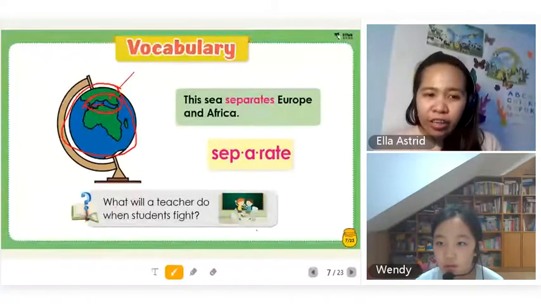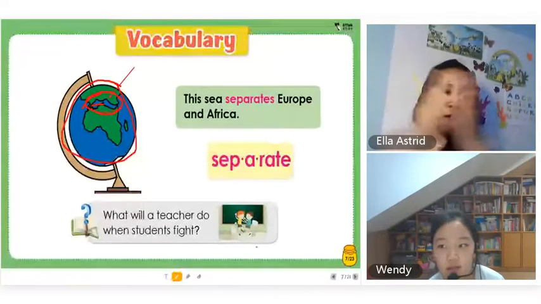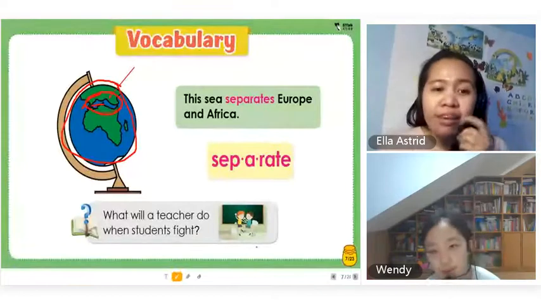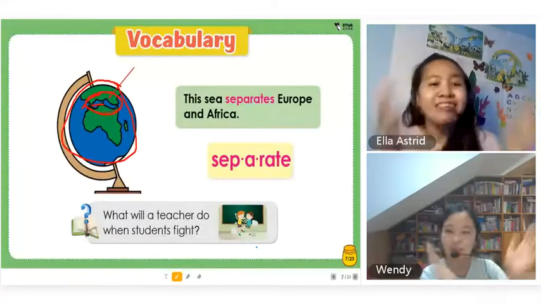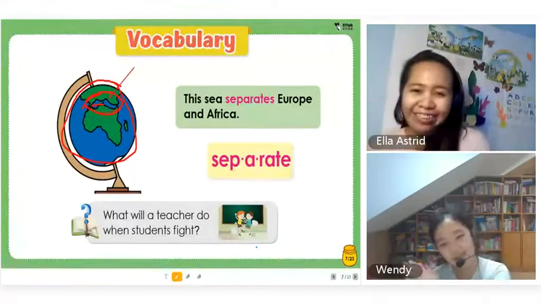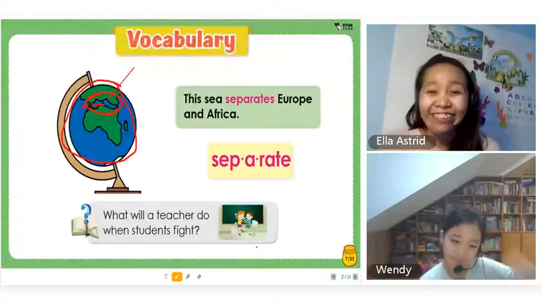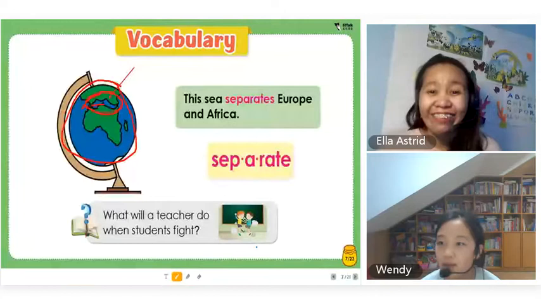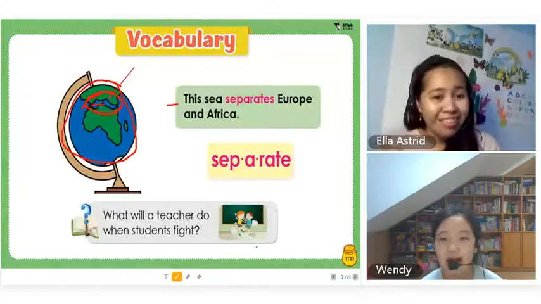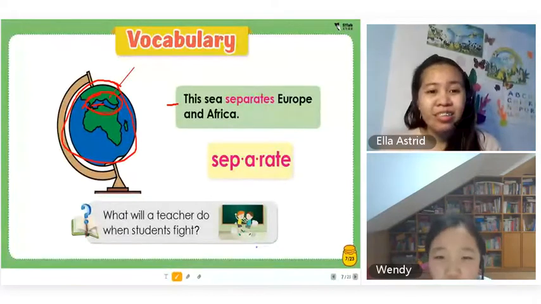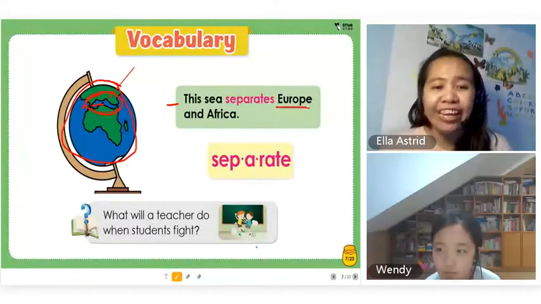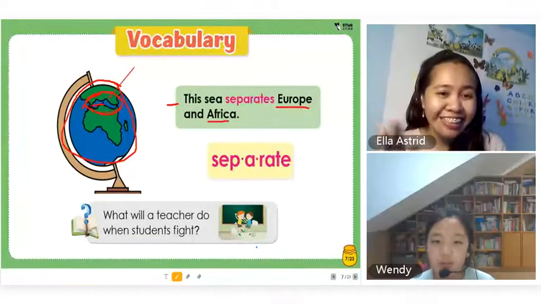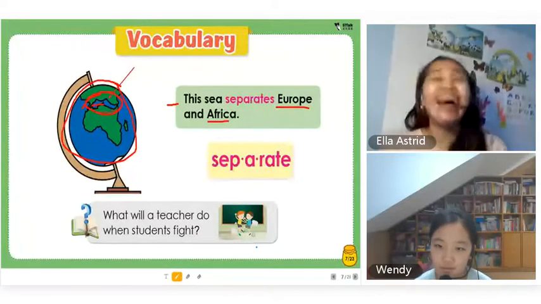Okay, so our word here, and look, there is separate. The water and earth separate. Okay, let's say the word separate. Separate. That's correct. Great job, Wendy. Okay, so this sea separates Europe and Africa. Okay, again, Europe and Africa. Say it. Europe and Africa. That's great.